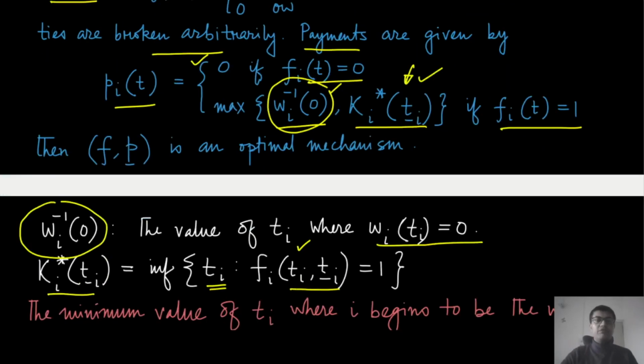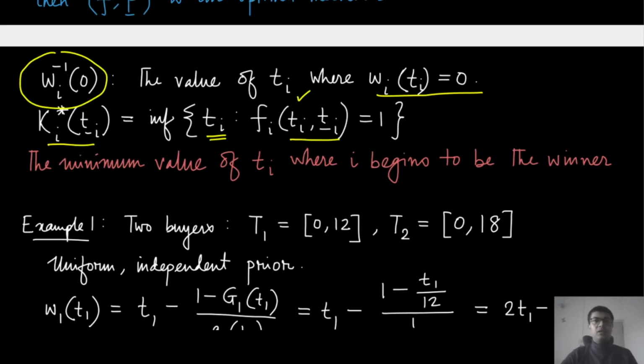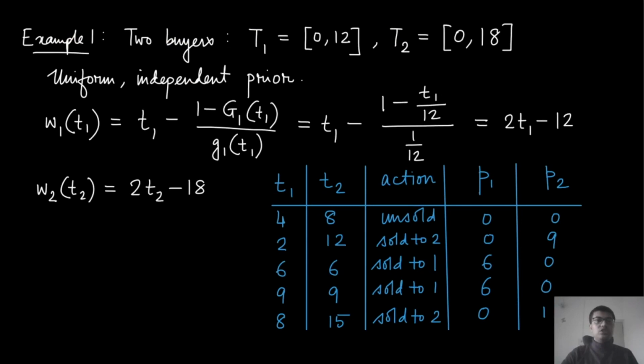Okay, with that formula, we can understand this point between this Wi inverse of 0 and ki star of t minus i when we discuss the examples. If you want to say it in words, ki star of t minus i is the minimum value of ti where i begins to become the winner. So let us now discuss an example to illustrate the previous theorem, in particular the payment formula. Suppose there are two players.